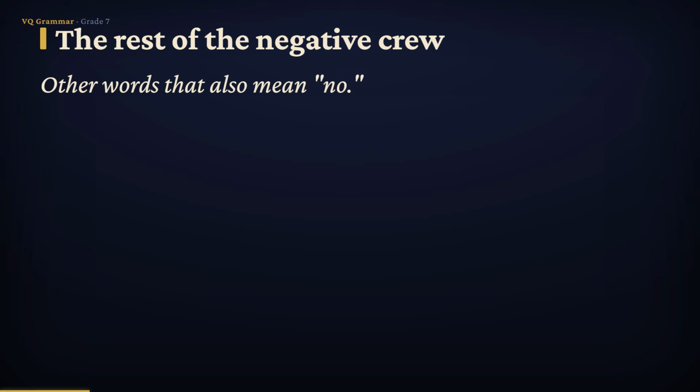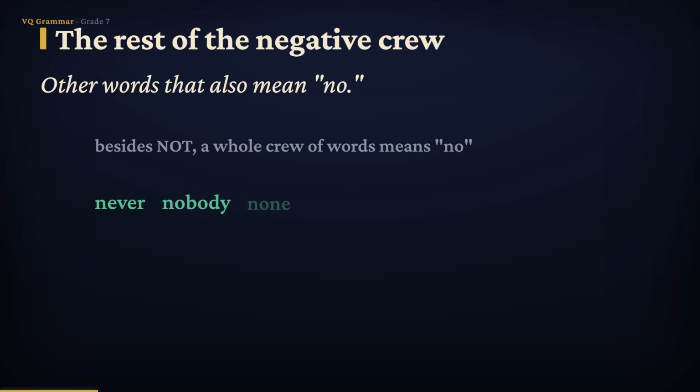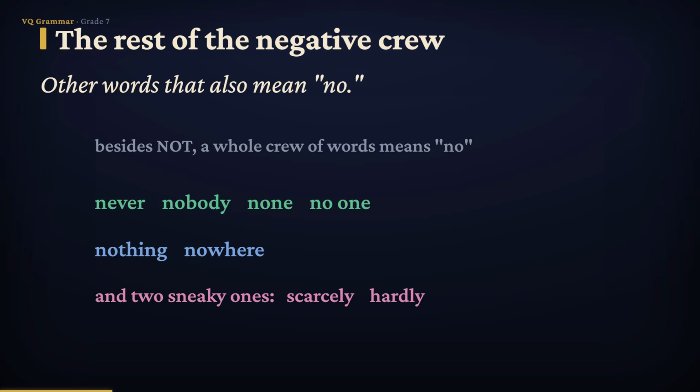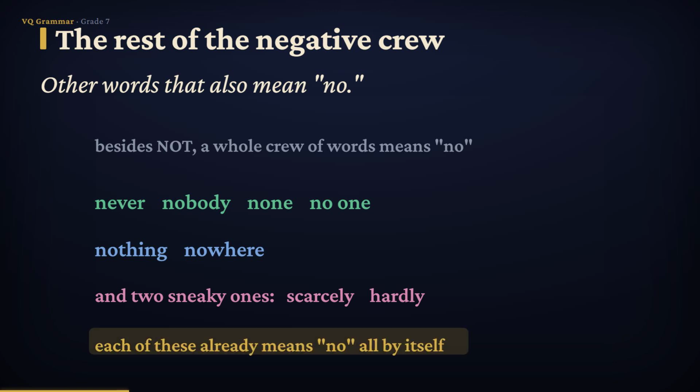Not is not the only negative in town. A whole crew of words carries that same idea of no. There's never, nobody, none, and no one. There's nothing and nowhere. And then there are two sneaky ones that don't look negative at all, scarcely and hardly. Those two fool almost everybody, so tuck them away in your memory. Every word on this list already means no all by itself.